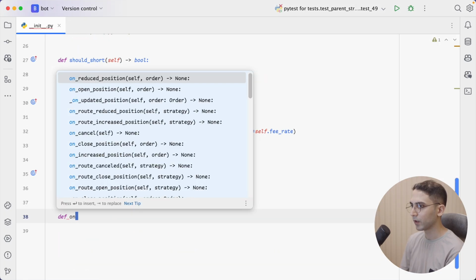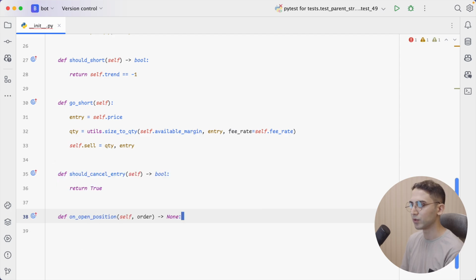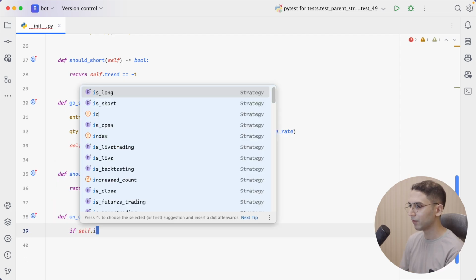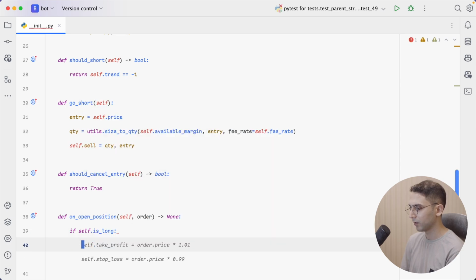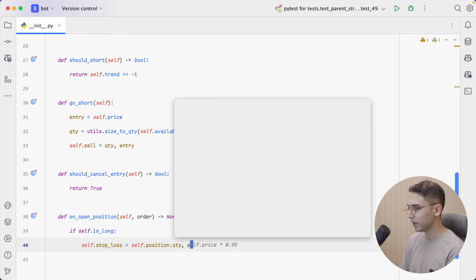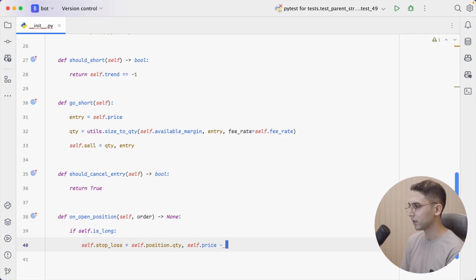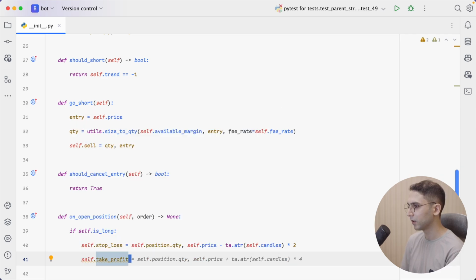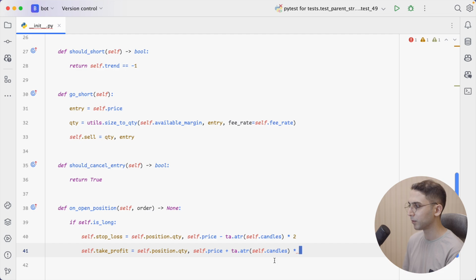I'm going to say when the position opens, and I'm going to use the on_open_position method for this. If it's a long position, I will say my stop loss order is going to be, well, first we need to pass the quantity, and that's going to be the current position's quantity. And the price is going to be the current price minus the current ATR multiplied by 2. And my take profit is going to be the same, but multiplied by 3. But as I said, I want to exit only half my position at this point, not the entire. So I will divide this by 2.